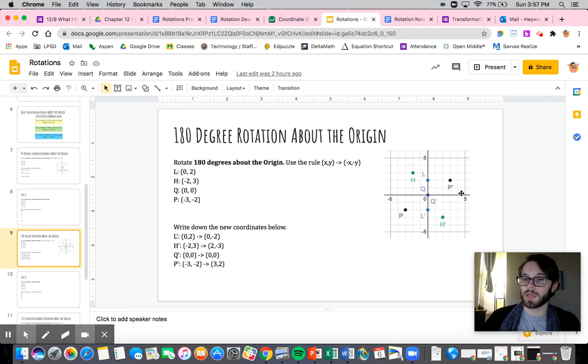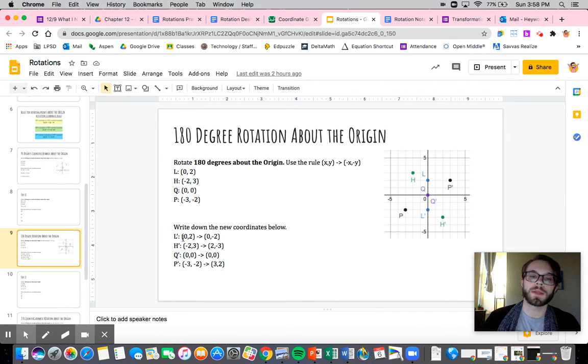Okay? So as you can tell, P is going to P prime. H is going to H prime, L is going to L prime. And Q is actually the origin. And when you're trying to rotate about the origin, it doesn't change, right? Like if I was trying to rotate it about my finger, my finger's not changing, right? Nothing's changing if you're rotating about that point. So if you have a point that is at the center of origin, it does not change.